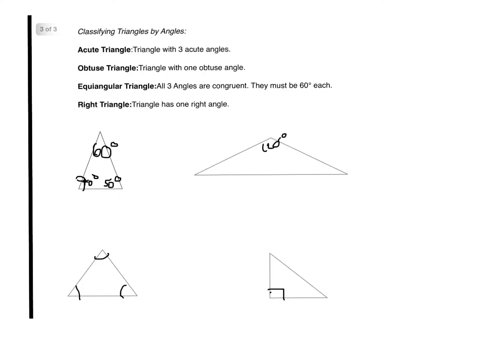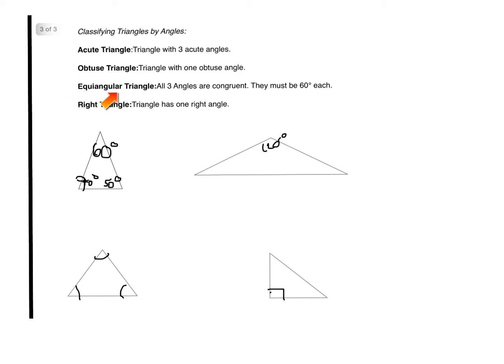Okay, so the next thing we need to learn is how to classify triangles by the measurements of the angles. The first type of triangle that we could have is called an acute triangle, which is a triangle with three acute angles. So all three angles must be under 90 degrees. The second one is an obtuse triangle, which is a triangle with one obtuse angle. It can't have more than one obtuse angle because it would not add up to 180. It can have acute angles, but it can't have more than one obtuse angle.